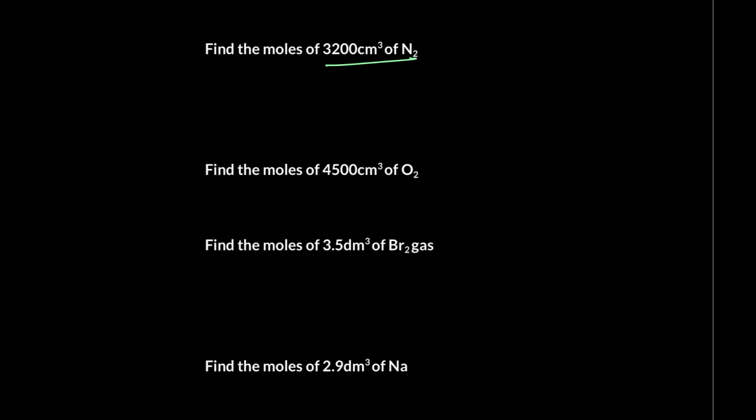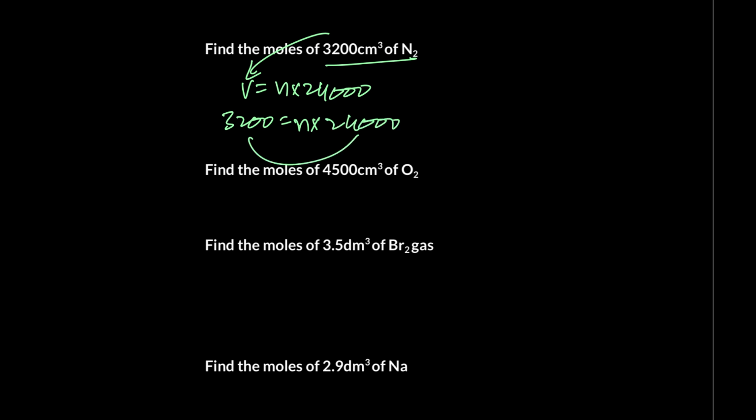Okay, find the moles of 3200 centimeter cube of N2. V is equal to n times 24,000. V is 3200, moles you need to find. 24,000 is here, divide over there. Do exactly the same.